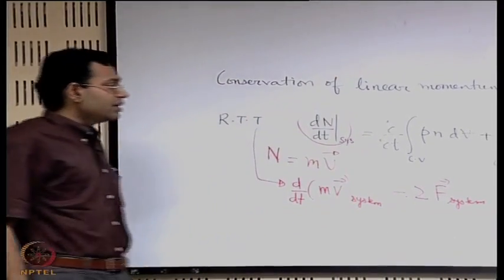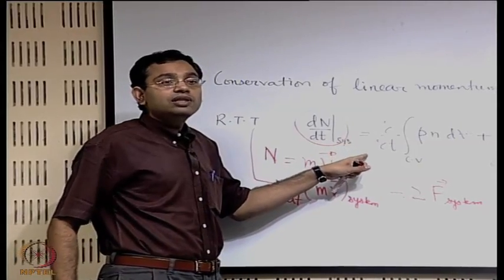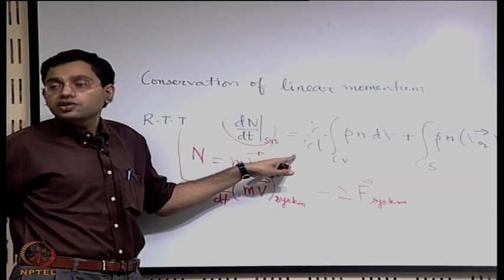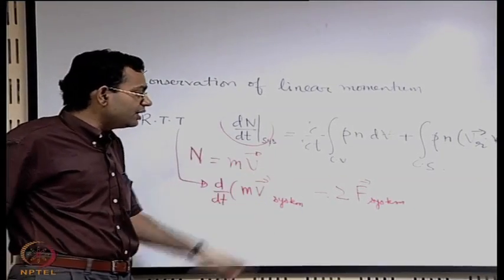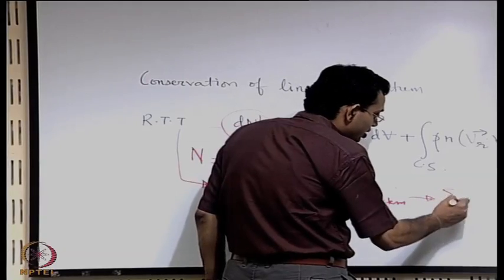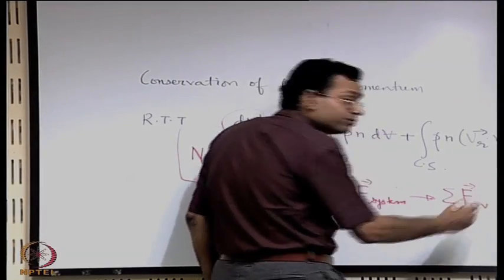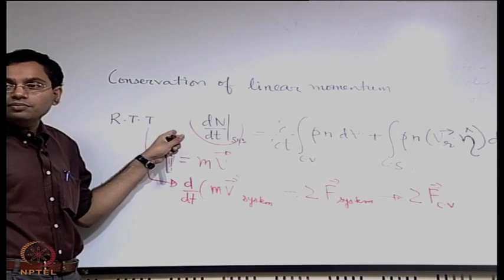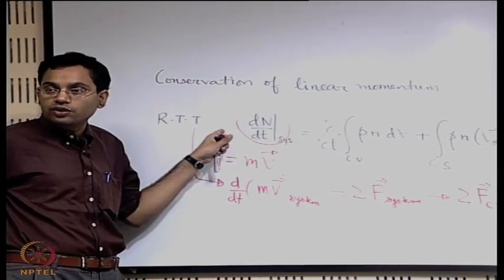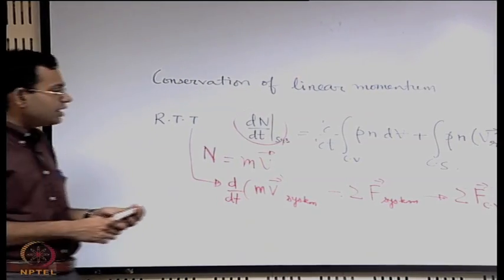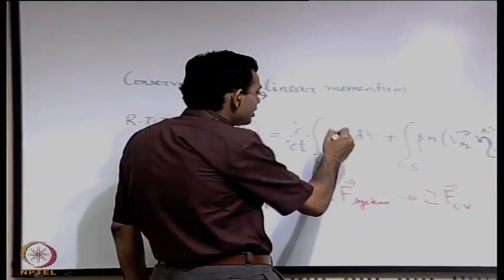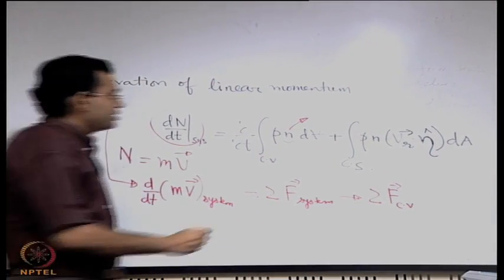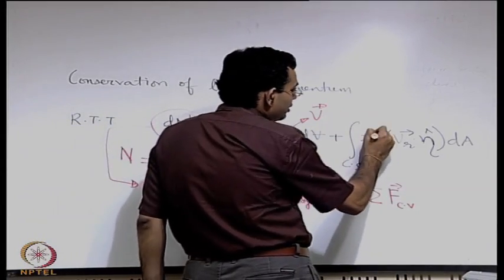We have to keep in mind that we have derived this expression with a limit as delta t tends to 0. In the limit as delta t tends to 0, the system tends to the control volume, and therefore in that limit this also tends to the resultant force acting on the control volume. So the left hand side essentially becomes the resultant force acting on the control volume, and the right hand side we can express by writing what is small n. Small n is capital N per unit mass. So this is V and this is also V.